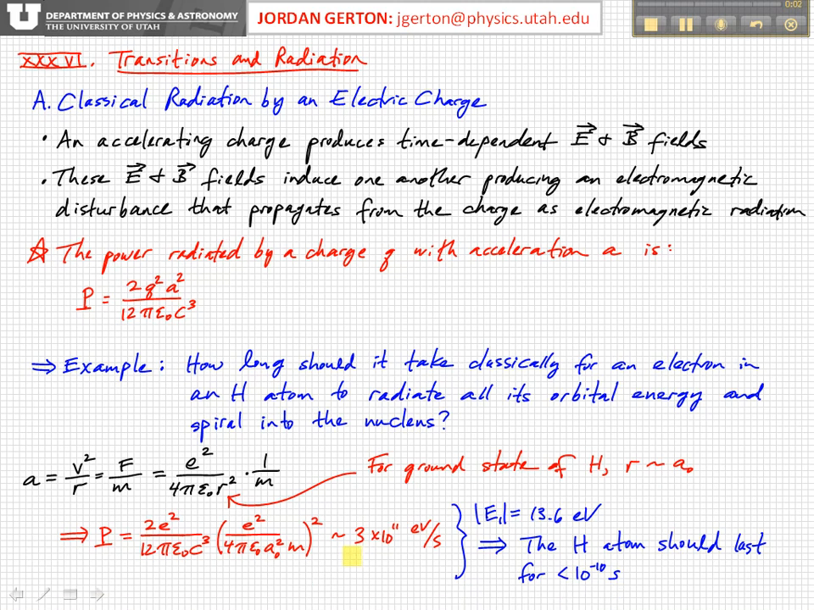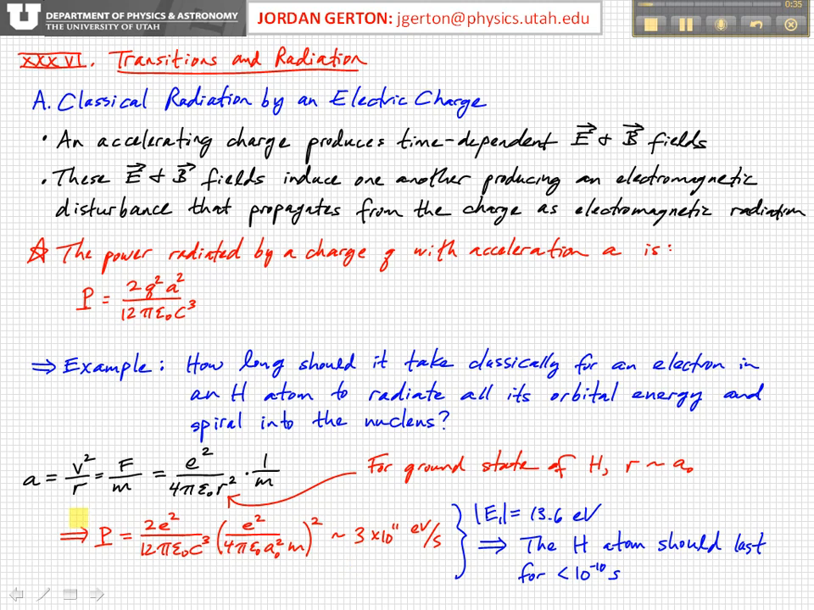Okay, so now we've seen that classically speaking, if an electron were to just orbit in a circular orbit around the nucleus, then classically speaking we would estimate that the electron would radiate all of its orbital energy in about 10 to the minus 10 seconds, and would spiral into the nucleus, and basically the hydrogen atom would collapse. Okay, so we know that doesn't happen.